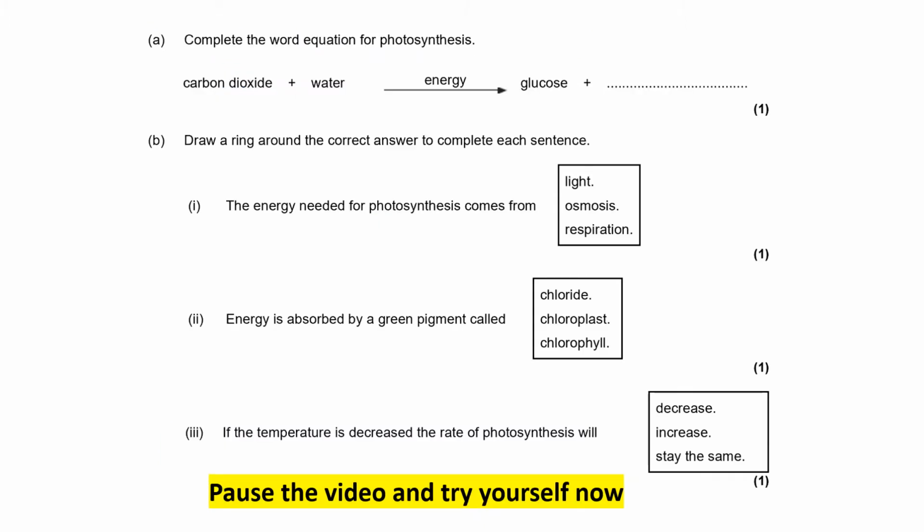Now pause the video and try these questions yourself. There you go. The first one is carbon dioxide reacts with water in the presence of chlorophyll that absorbs the light to convert to glucose and produces oxygen. Second one, the energy needed for photosynthesis comes from light. The energy is absorbed by a green pigment called chlorophyll. If the temperature is decreased, the rate of photosynthesis will decrease too. Well done to all of those who got these answers right.